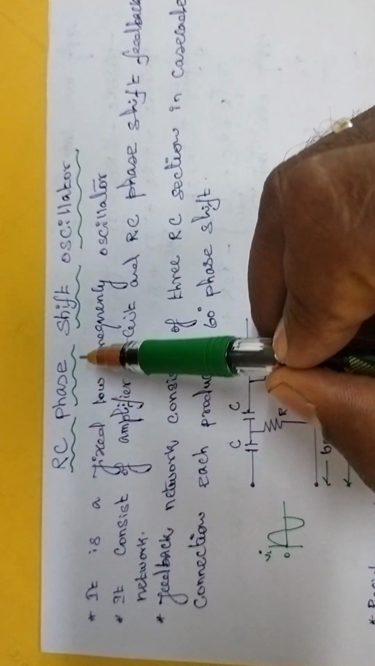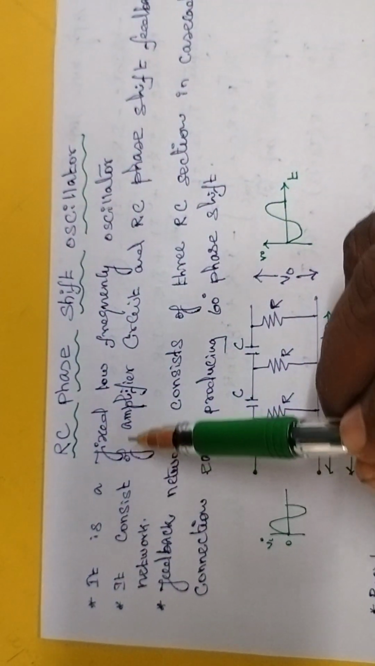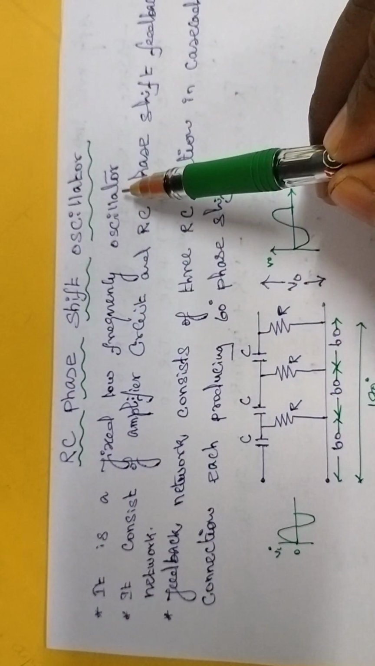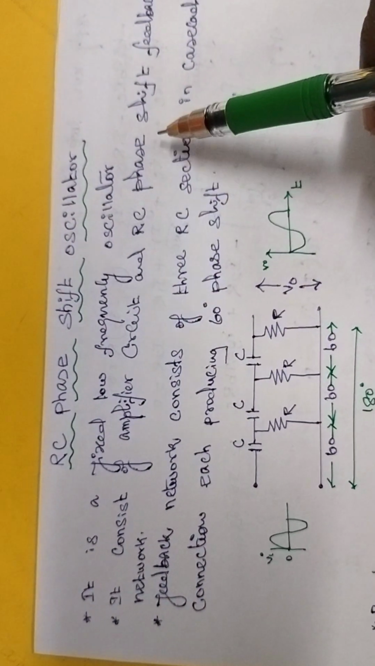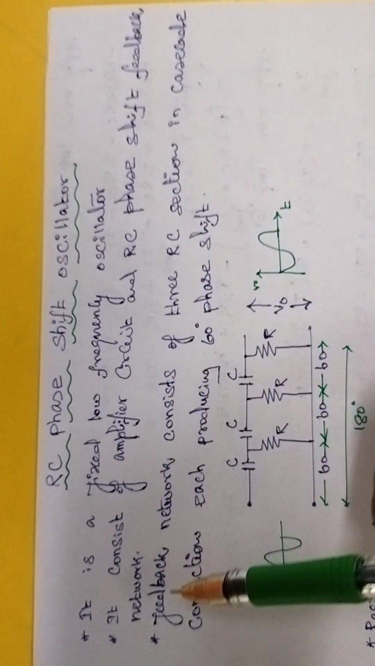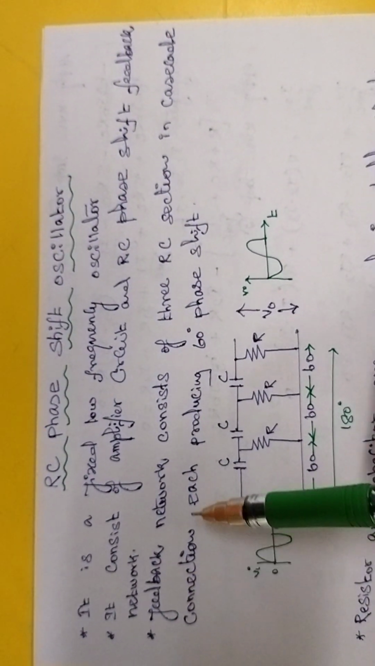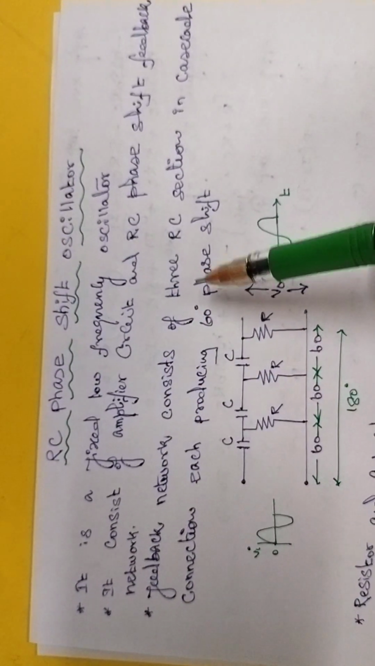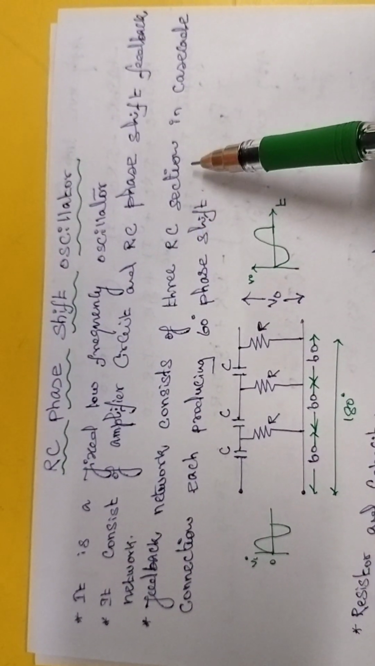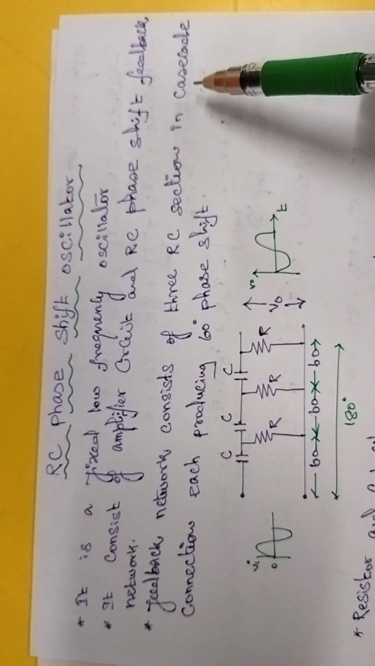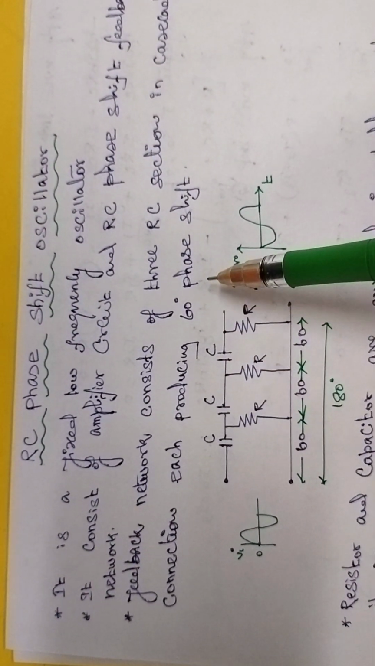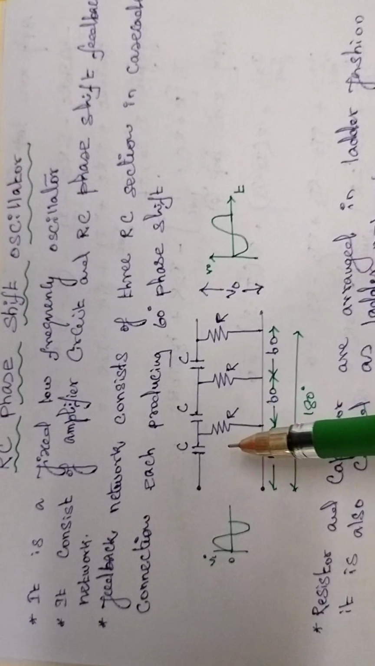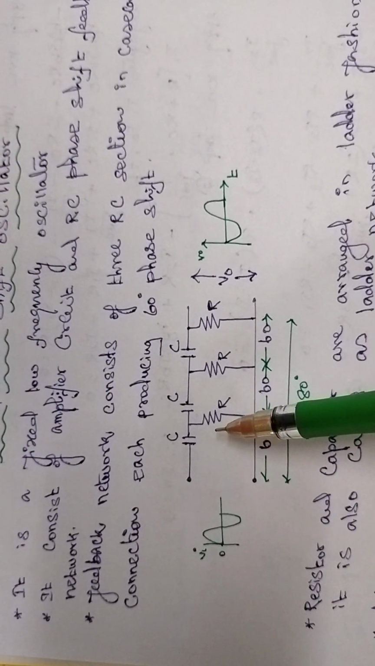So, the RC phase shift oscillator. It is a fixed low frequency oscillator. It consists of an amplifier circuit and an RC phase shift feedback network. The feedback network consists of three RC sections in cascade connection, each producing a 60-degree phase shift. So this is the feedback network structure.